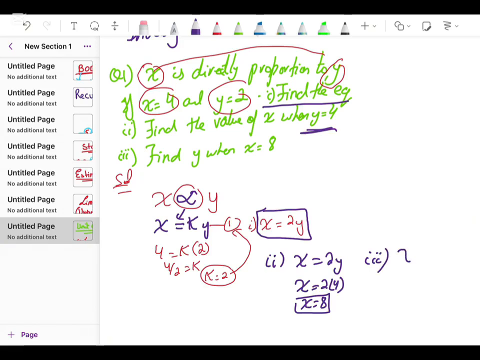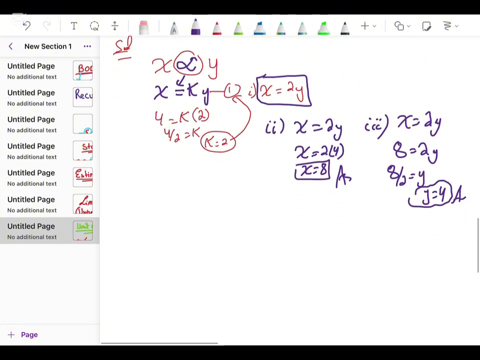Again, the same equation, we have x equals 2y. Now the question is we have to find the value of y when x is 8. So I will put 8 equals 2y. 2 will go to this side and divide. The value of y will be 4. So that's it. This is how we can solve direct proportion.